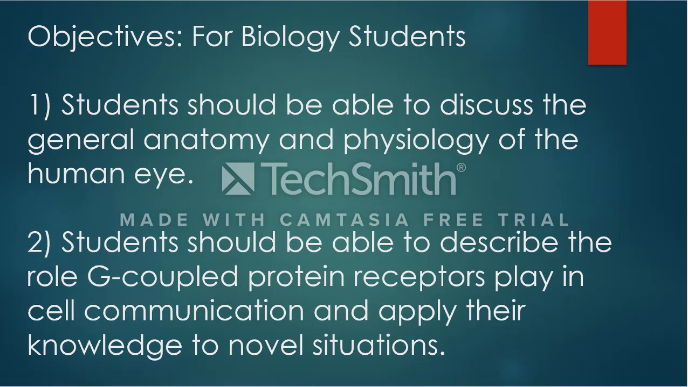All right, so two objectives. These first two objectives are for biology students. The first objective is that students should be able to discuss the general anatomy and physiology of the human eye. And second, students should be able to describe the role G-coupled protein receptors play in cell communication and apply their knowledge to a novel situation.